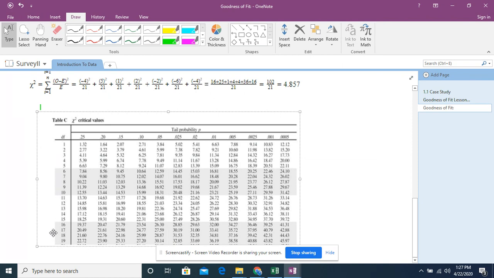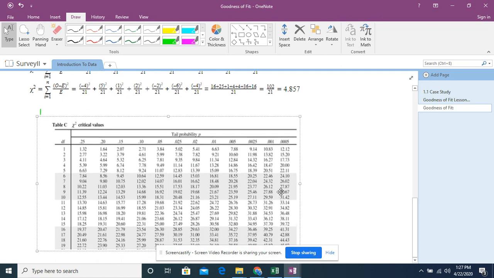Now we have 7 days of the week, and as I said before, the degrees of freedom are the number of categories minus 1. So each day is a category. So we have 7 categories, minus 1 is 6. So we have 6 degrees of freedom. So we're going to go down this column and look for the number 6.